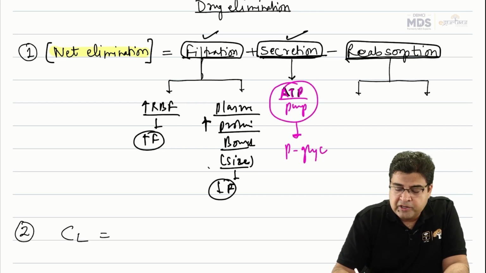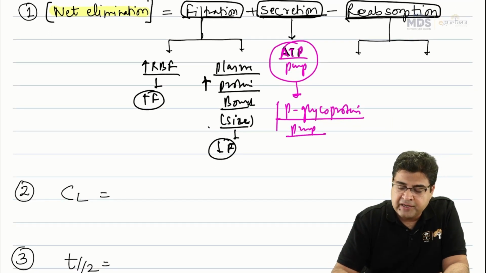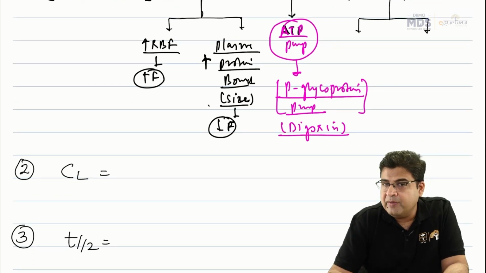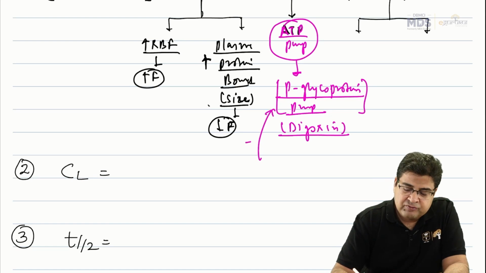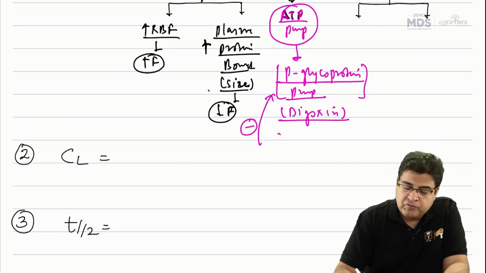We have a very important pump present over here. We call it the P-glycoprotein pump. The P-glycoprotein pump, which is present in the kidney, is involved in the elimination of many drugs. One of the classical examples is digoxin. This is required for the elimination of digoxin. We have some medicines which can inhibit this pump, and those medicines can interact with digoxin. So, which medicines are inhibitors of this P-glycoprotein pump?